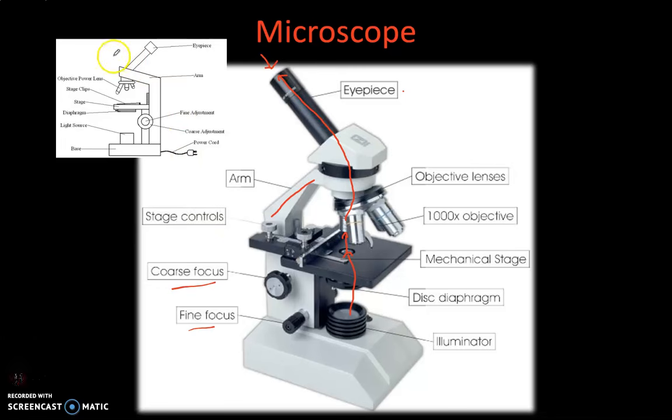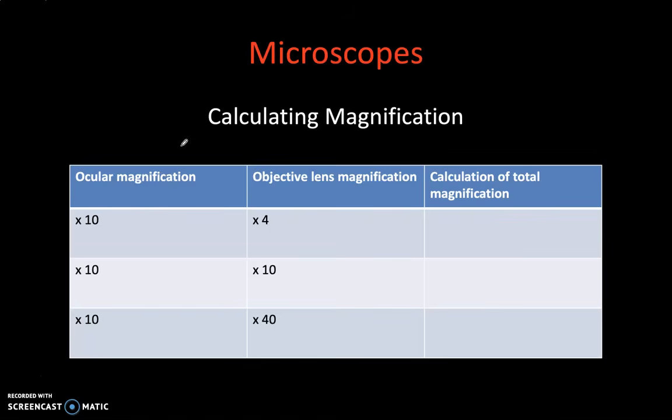And I've got a side-on picture here as well. Here's my eyepiece, my arm, my adjusting knobs, my objective lenses, the stage where you put your specimen, the diaphragm is how you control how much light you have, and then a light source, and then a base. So once you start using this thing, it's a pretty cool tool to use. Some of you may even end up buying one for yourselves to look at stuff at home.